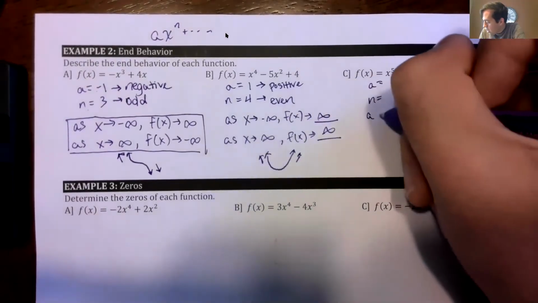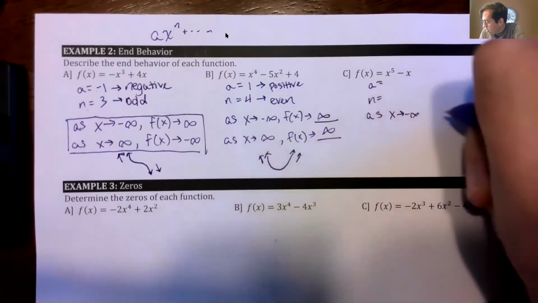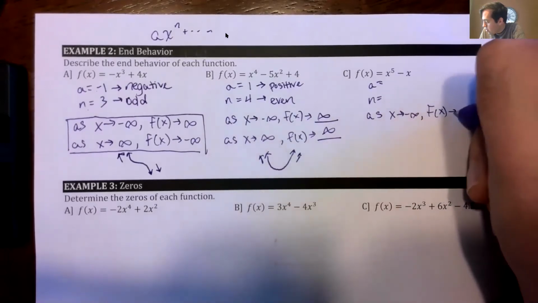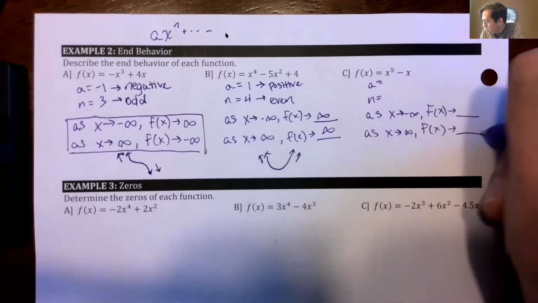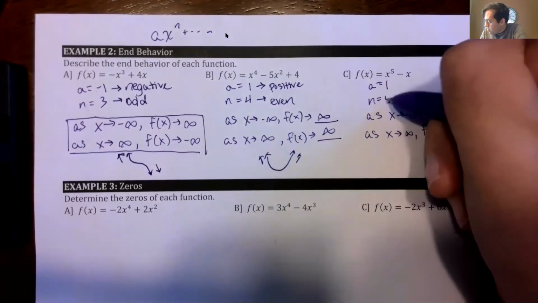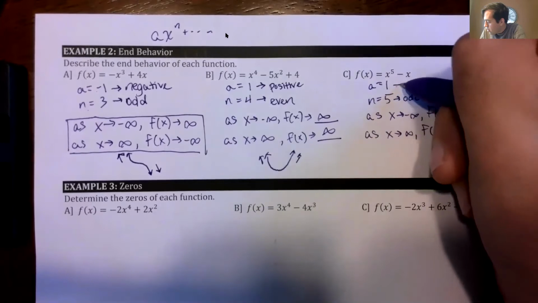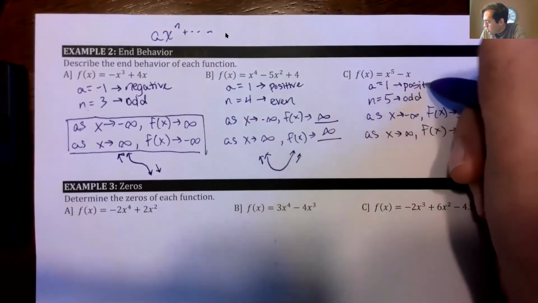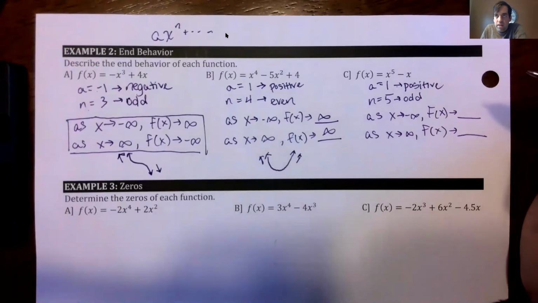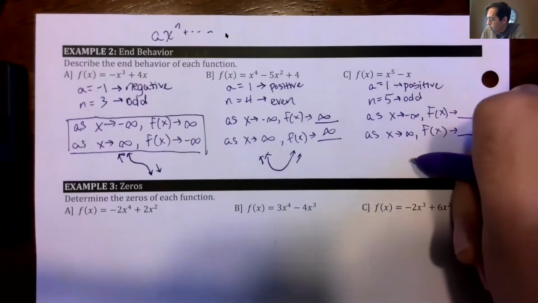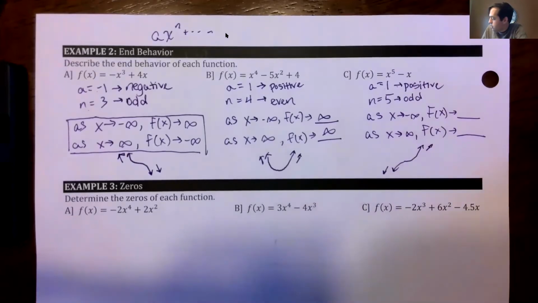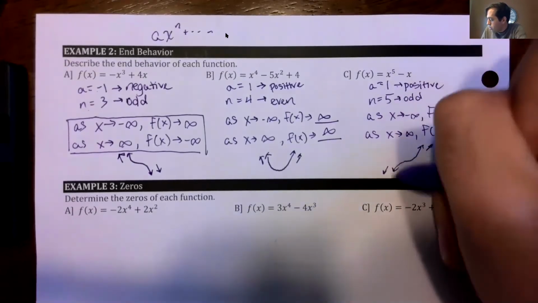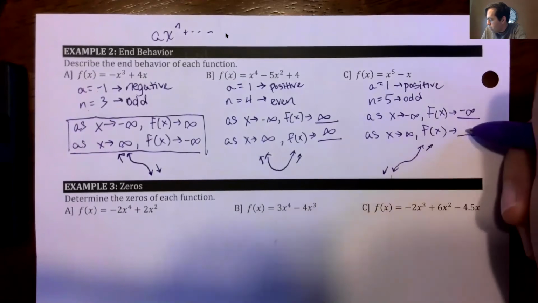Same idea, we're looking for A, N, and we're gonna fill in this same fill in the blank end behavior model. So A is 1 and N is 5. So now we have an odd power and a positive coefficient. And so let me think about that. If we have an odd power, it's gonna be like a cubic, X cubed, and it's positive, so it's not flipped upside down. So it's gonna be going like this. And that means as we go to the left, we're going down. As we go to the right, we're going up, okay?